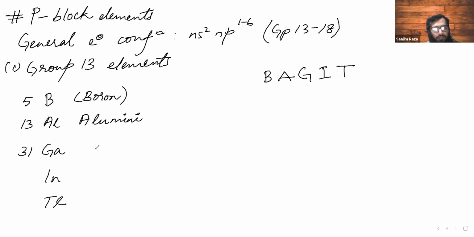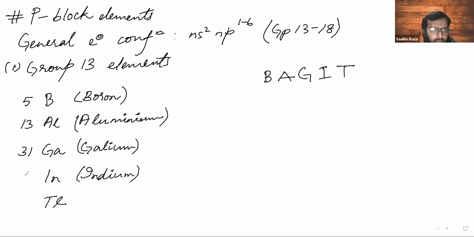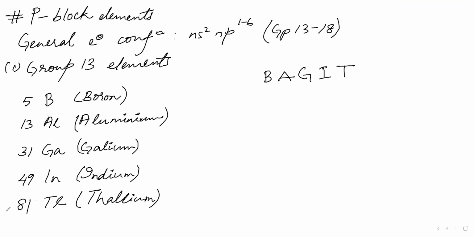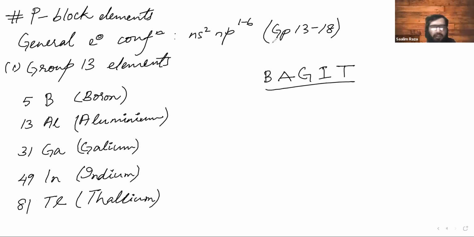Thallium. Boron, aluminium, gallium, indium, thallium. This will be 31, after that 49, right? This will be 81. Yes, sir. So if you don't remember it, then you can remember it like this. Bag it.